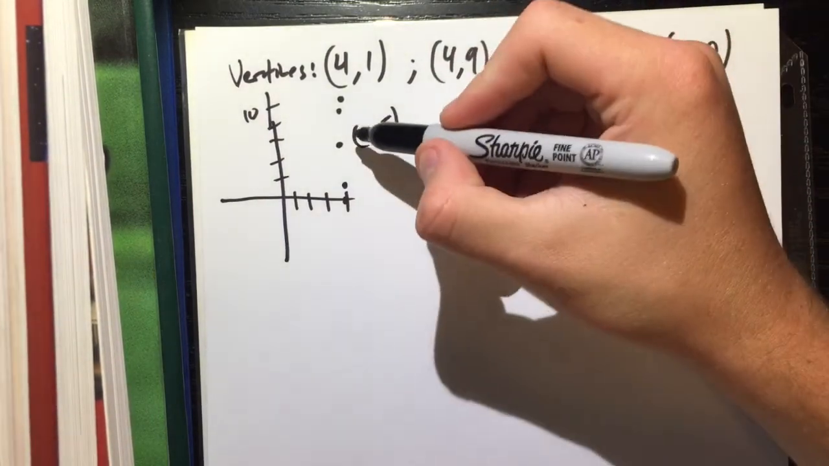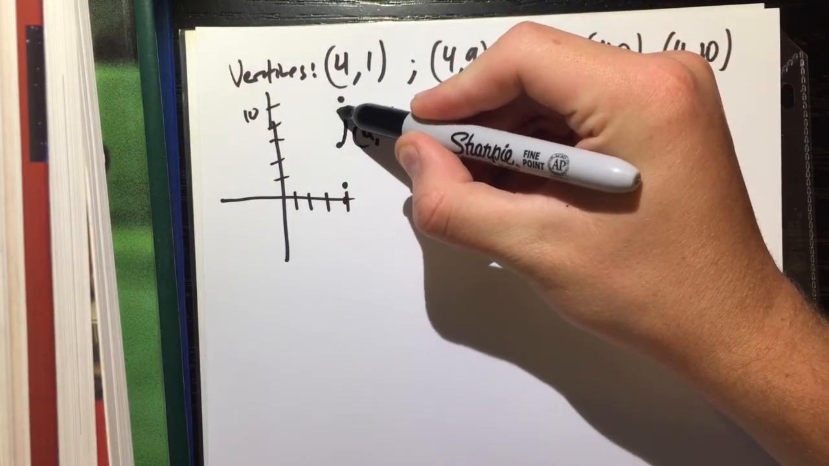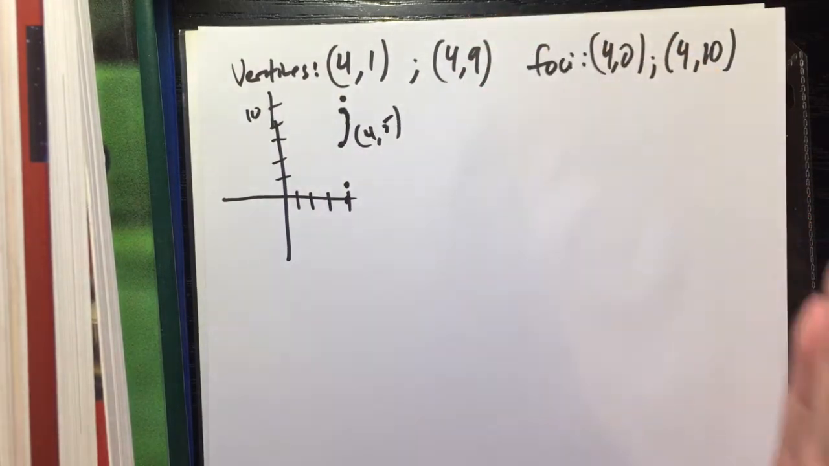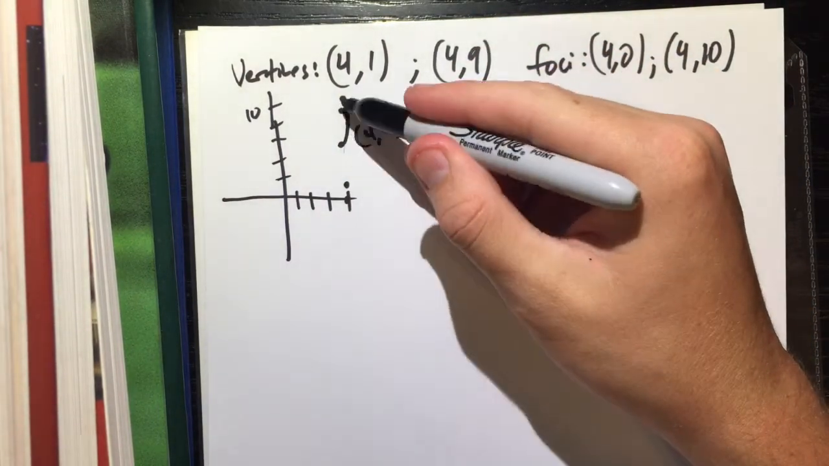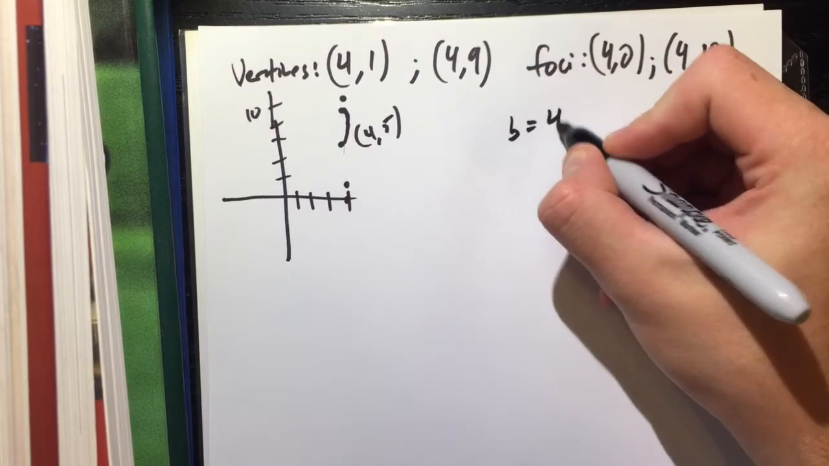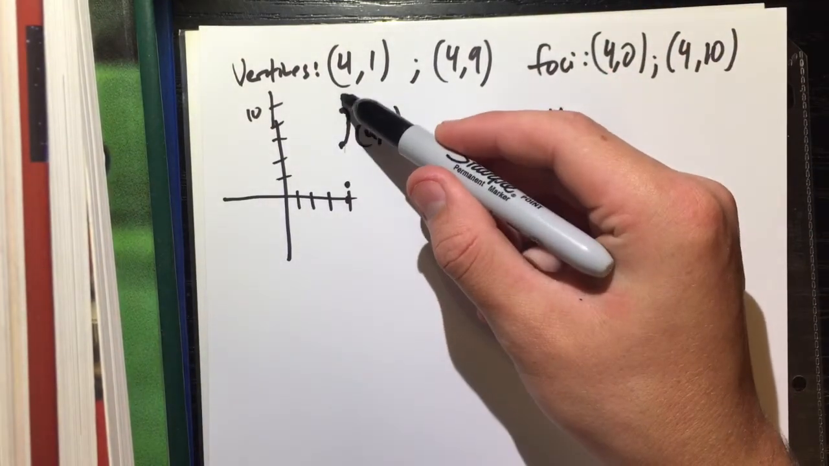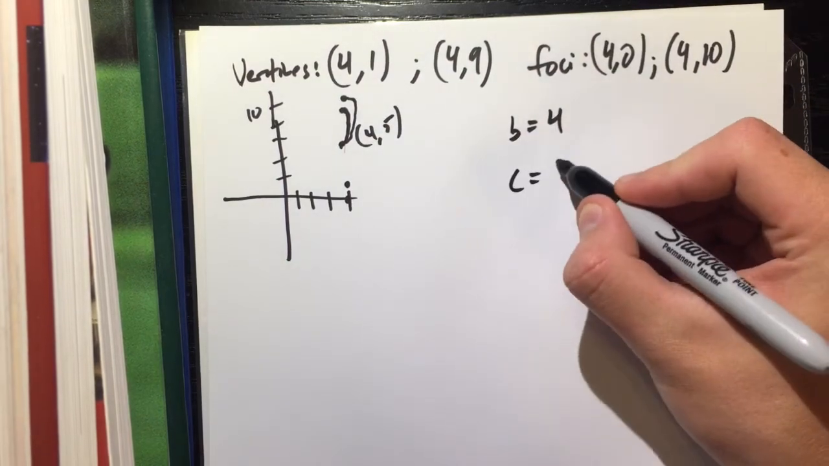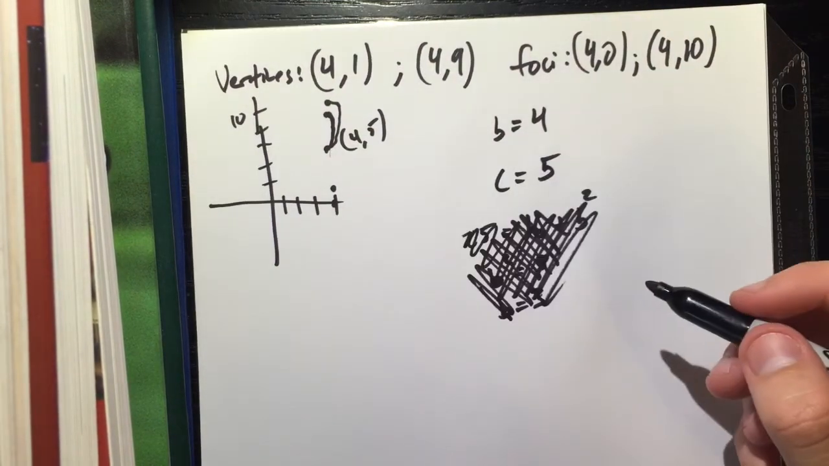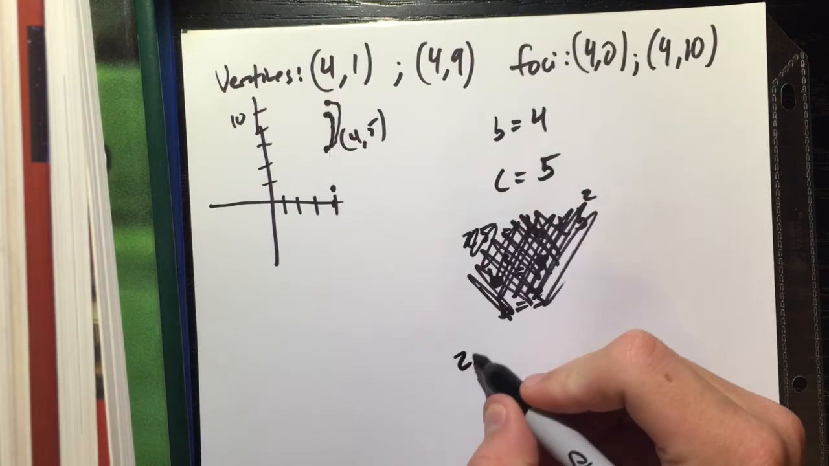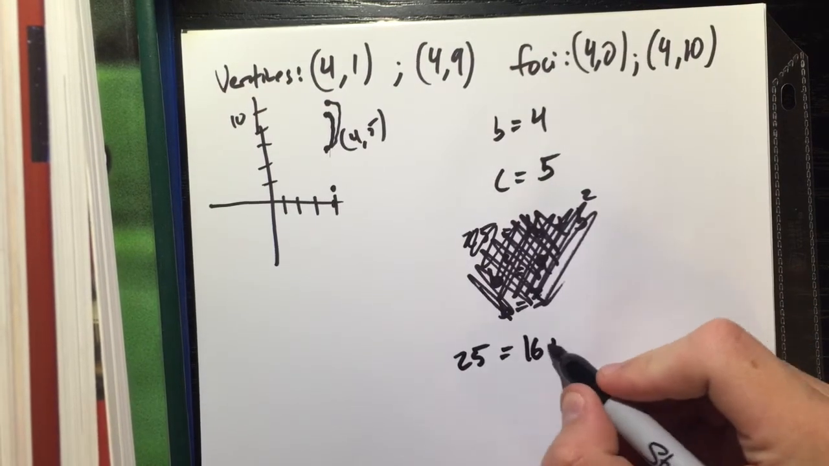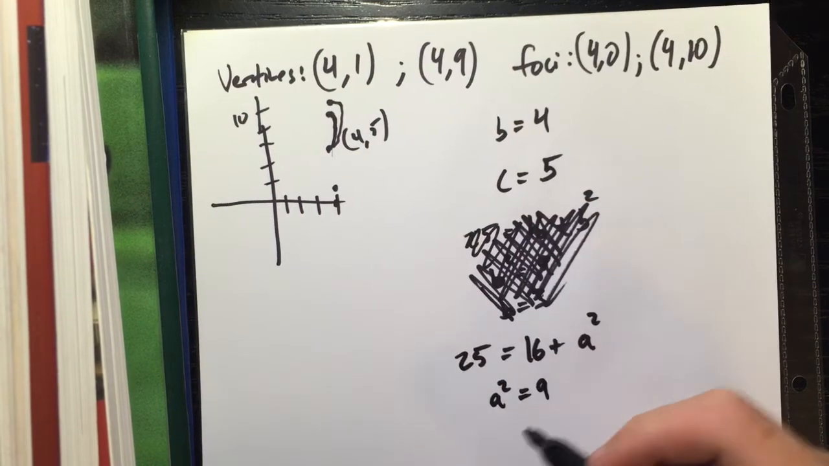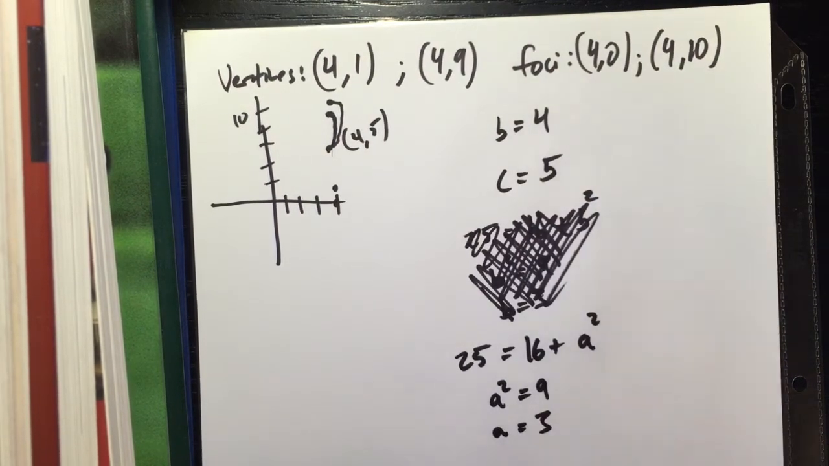Now that we know the center, we can measure the distance from the center to one of the vertices. And that is a distance of 4. So because it's on the y-axis, we know that this is b. So b equals 4. And from the center to the foci is the c value. So from the center to c, that's 5. So we know that c is 5. So now that we know 2 of the variables, we can plug it into the equation. And we get 25 equals 16 plus a squared. If you solve this out, you get a squared equals 9, and a equals 3.